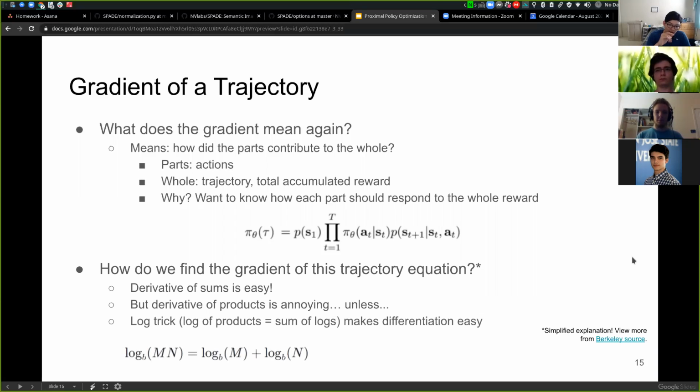So one way we can do this a lot easier is to use the log trick. And the log trick is just that the log of a product, log of m times n, is equal to the sum of the logs, so log of m plus log of n. And this will make differentiation a lot easier, because the derivative of sums is very easy. So in that case, the gradient of this trajectory is roughly summing up all of these logs of the action given the state. And this is a simplified explanation, by the way. There's a more complex explanation which you can find on the Berkeley source. Any questions so far?